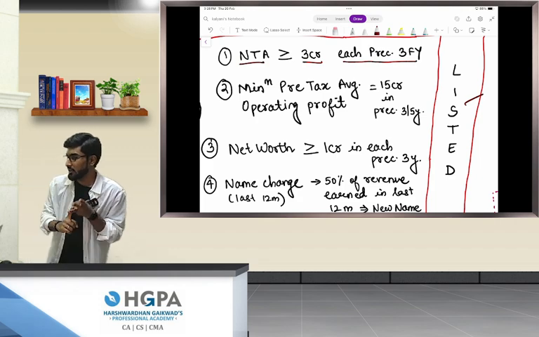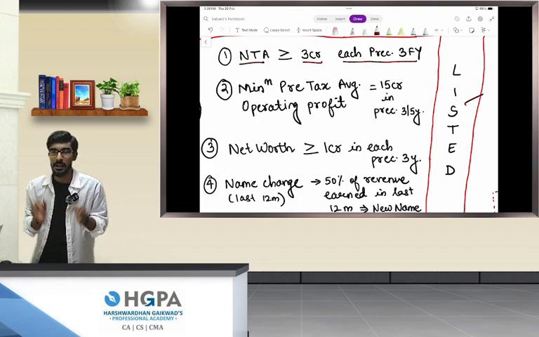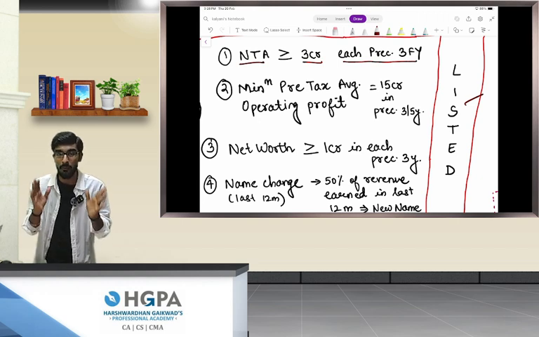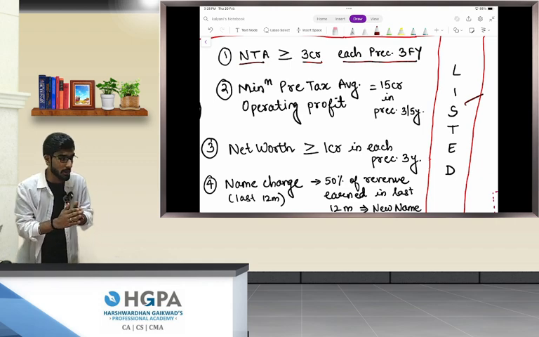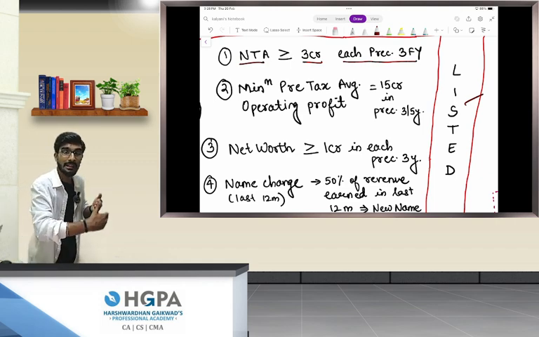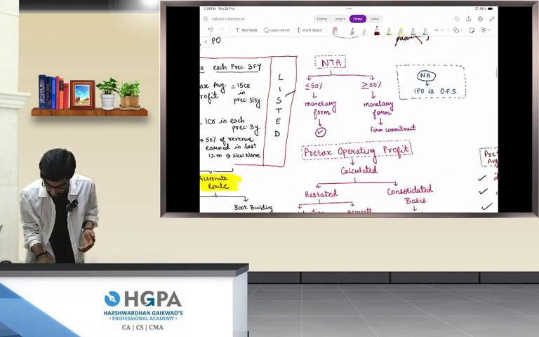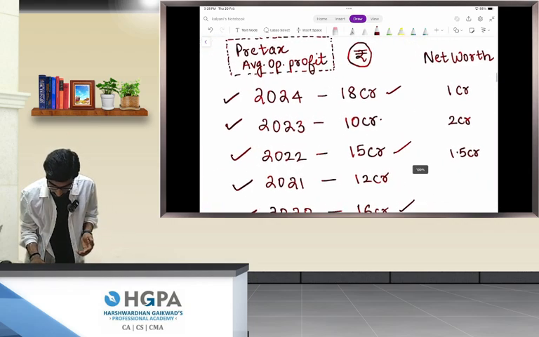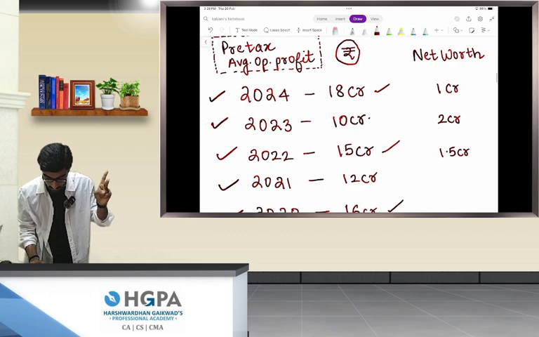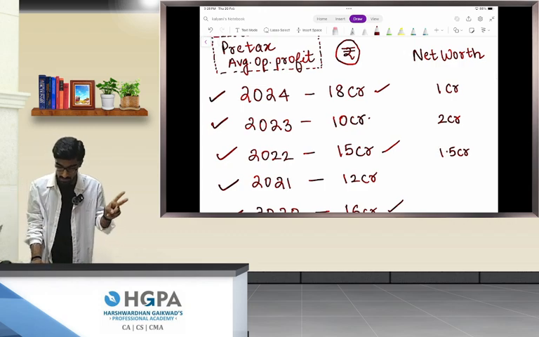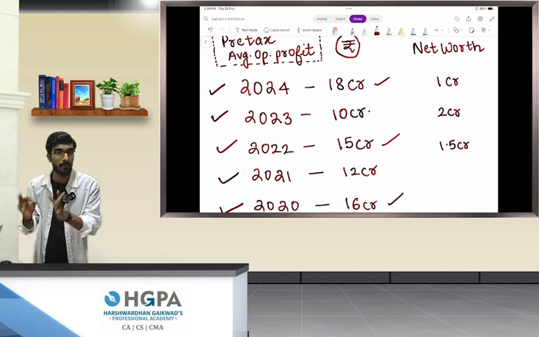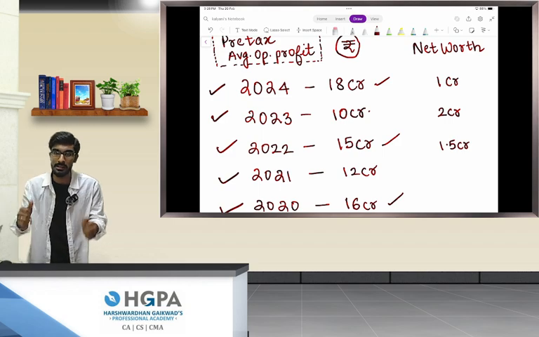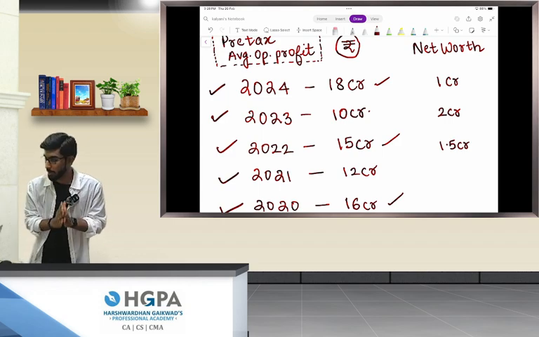Cool. Next is net worth. Net worth should be at least 1 CR in the last 3 preceding financial years. So net worth is 1 CR in 2024, in 2023 it is 2 CR, in 2022 it is 1.5 CR. It is more than 1 CR in each of the preceding 3 financial years. That means you have complied.